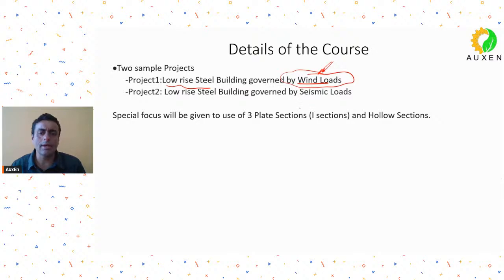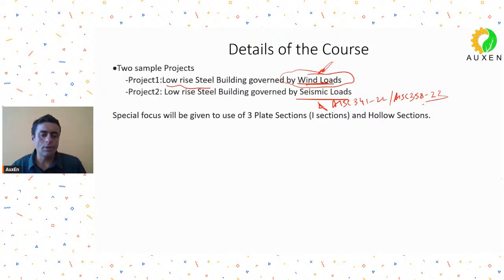So we'll deliberately take a project where ductile requirements are not to be satisfied, so that design will be governed by wind load. And then we will take another project which is governed by seismic load, where we will have to apply the ductile design detailing requirements as well. So in this manner I think we will be able to comprehensively cover both a non-ductile and a ductile structure.